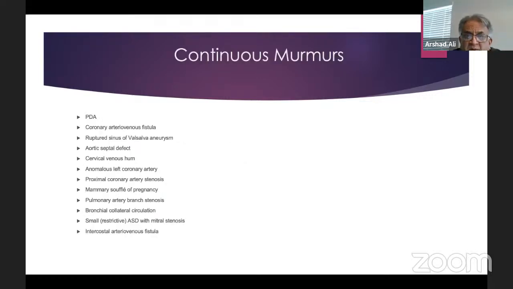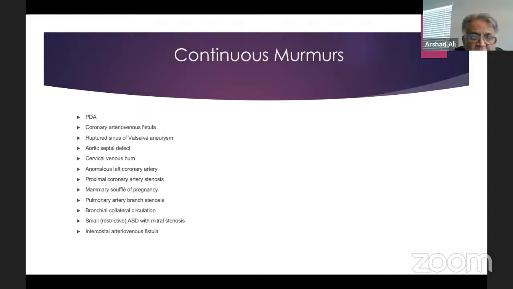Continuous murmur is the murmur that basically starts in systole and you can keep auscultating it in diastole. It's classically associated with patent ductus arteriosus that fails to close after the baby is born. A coronary AV fistula, if large enough, will create that. A ruptured sinus of Valsalva of the aorta will also create a continuous murmur. Aortic septal defect, where the defect drains into the ventricle or atria from the aortic valve and aortic wall.